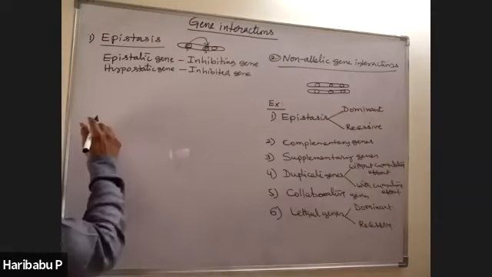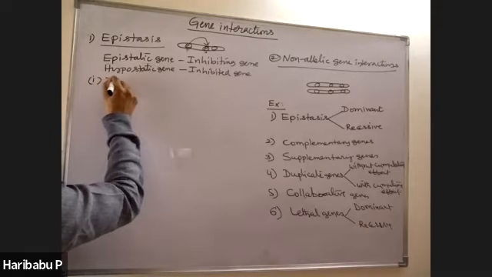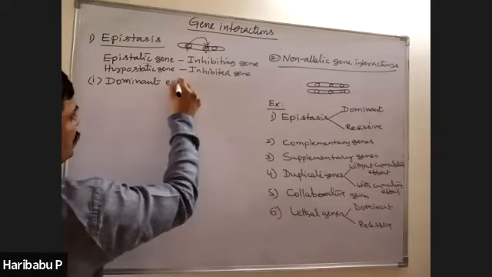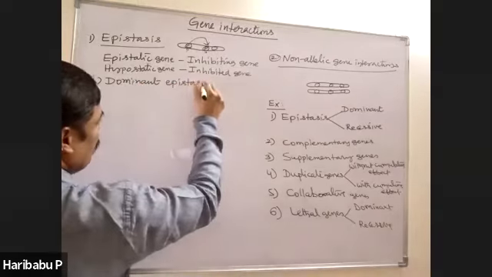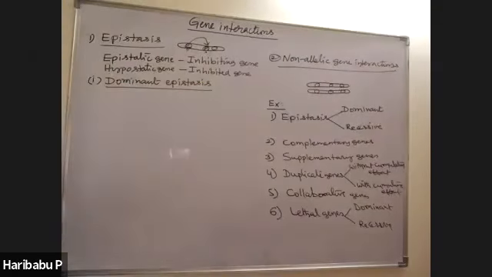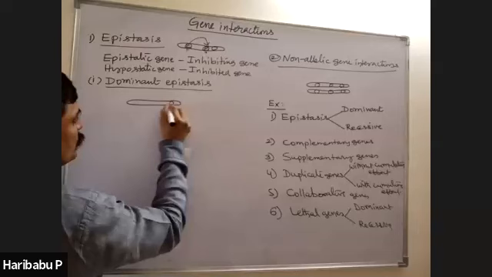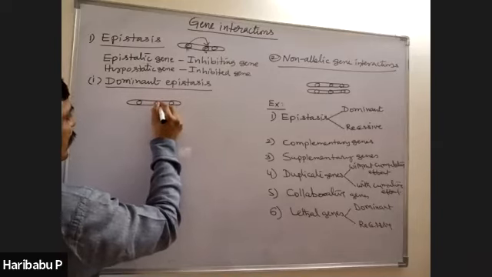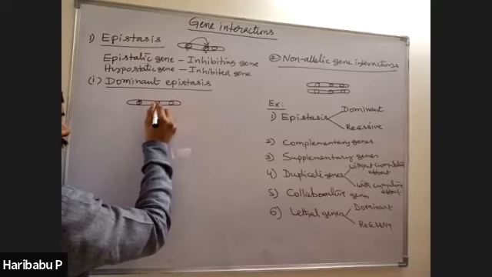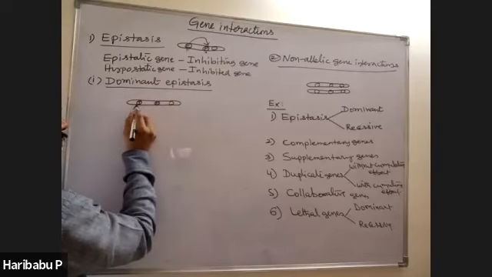Now, epistasis is divided into two types: dominant epistasis and recessive epistasis. First, we will see dominant epistasis. Okay, see here, this is a chromosome. Here two genes are there. Here one gene, another gene is there. Dominant genes are there here. For example, P. This is one gene, this is another. This is a dominant gene, this is a dominant gene.